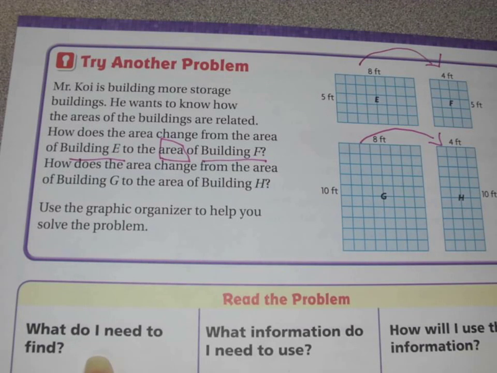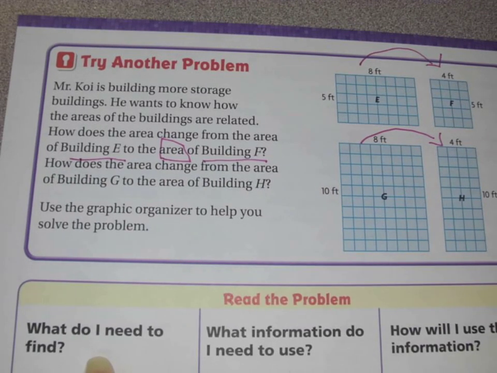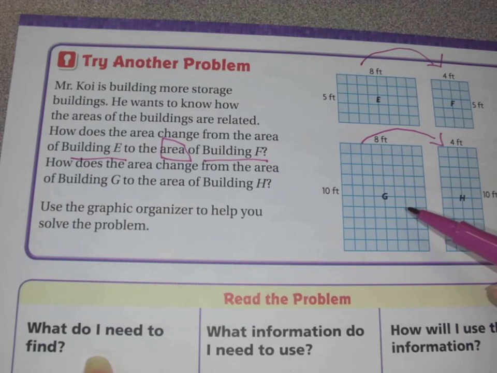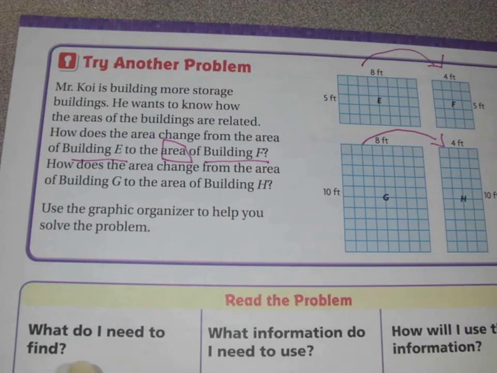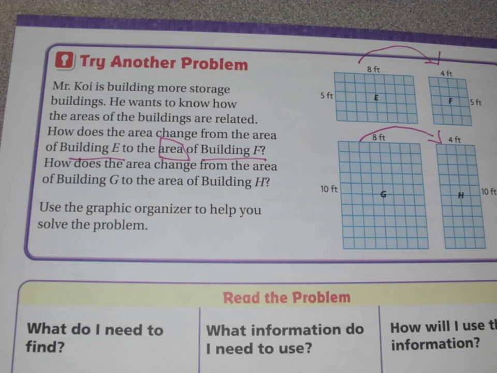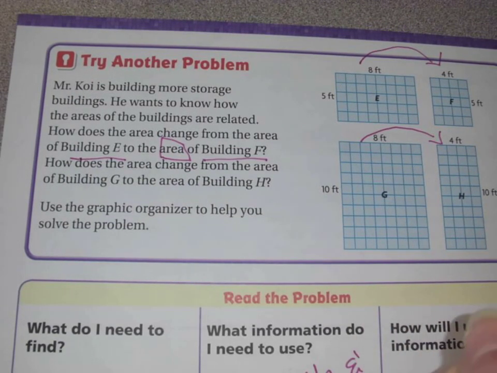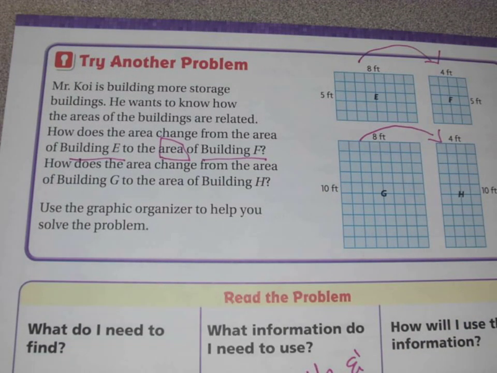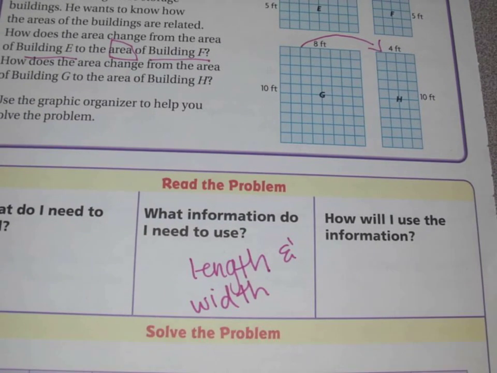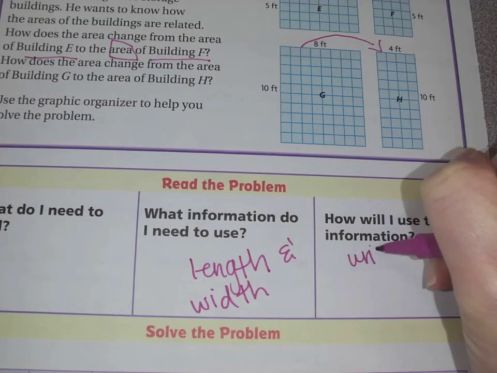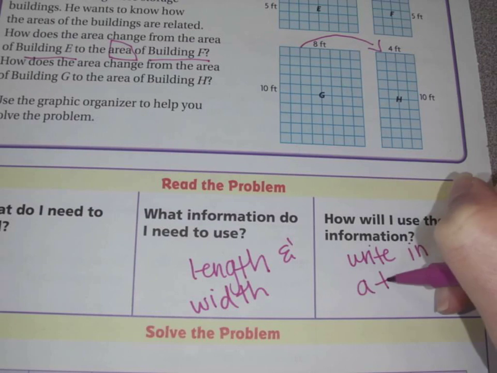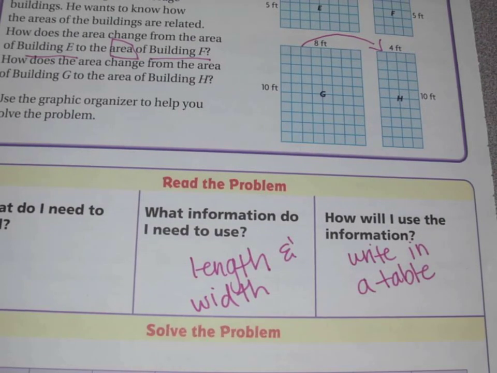Boys and girls, again, we just said we need to find how the areas will change from buildings E to F and buildings G to H. What information do I need to use? Well, we need to use the length and the width of each building, of each rectangle, okay? And then how will I use this information? We're going to write in a chart, or we could say a table. And then after we write all of our information in the table, we'll be able to look for a pattern to see how the areas will change.